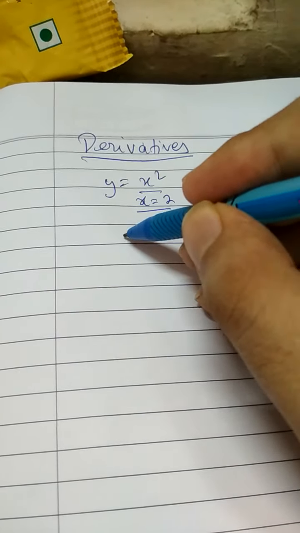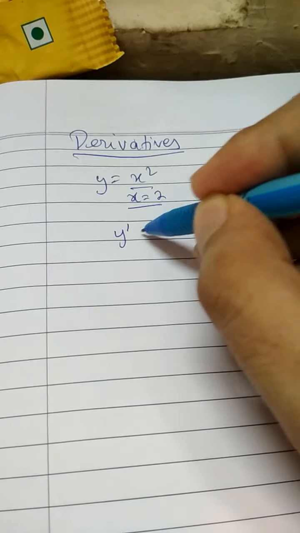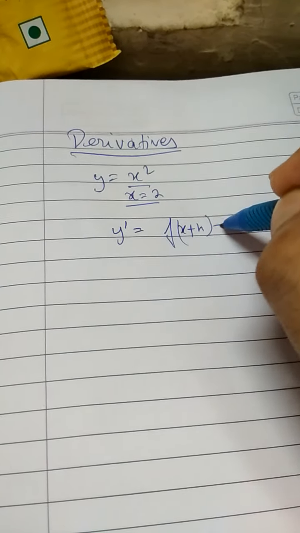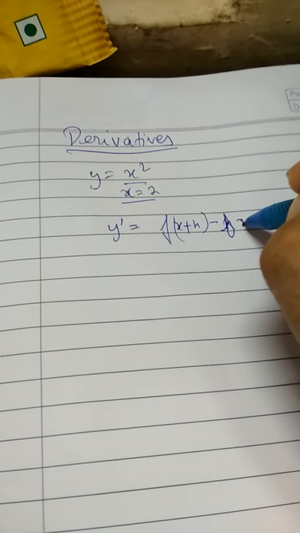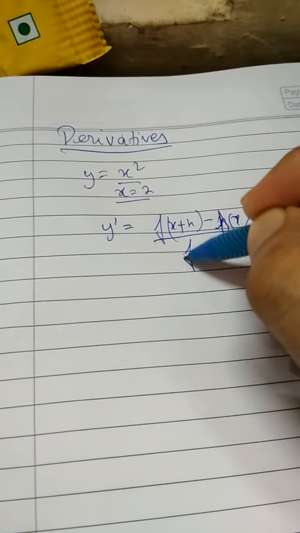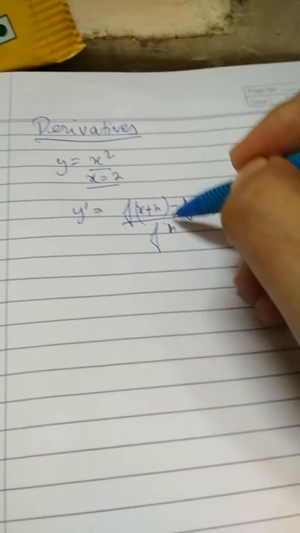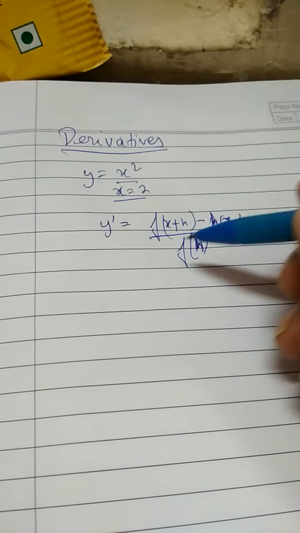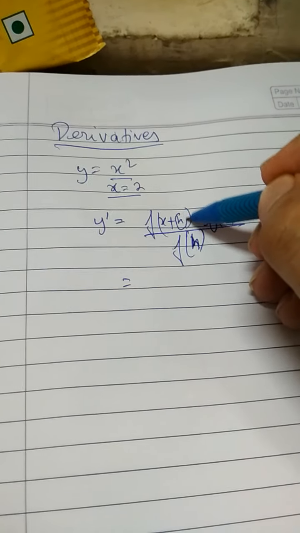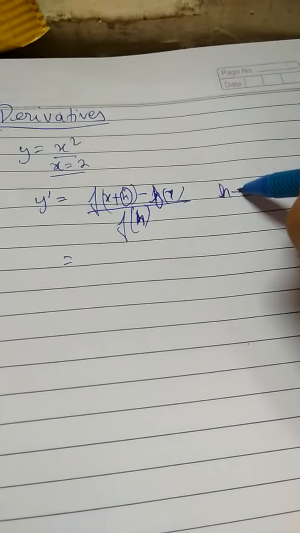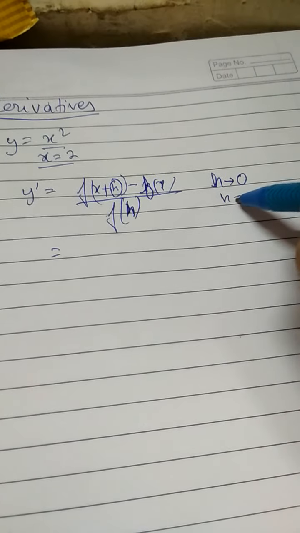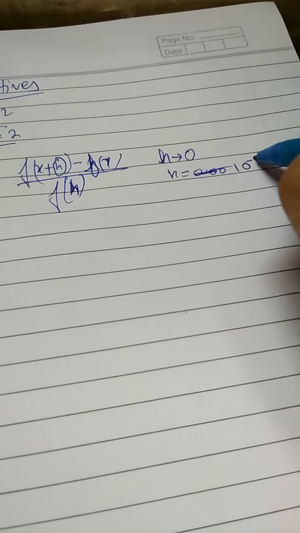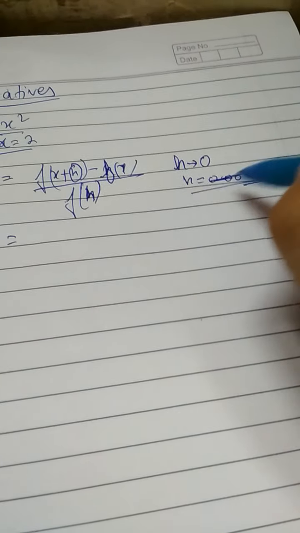The derivative is written as y dash, and it will be equal to f of x plus h minus f of x, divided by h. What is h? h is a very small number which tends to 0. h is very, very small. h is equal to 0.001 raised to power minus 100. This is h. Very, very small.